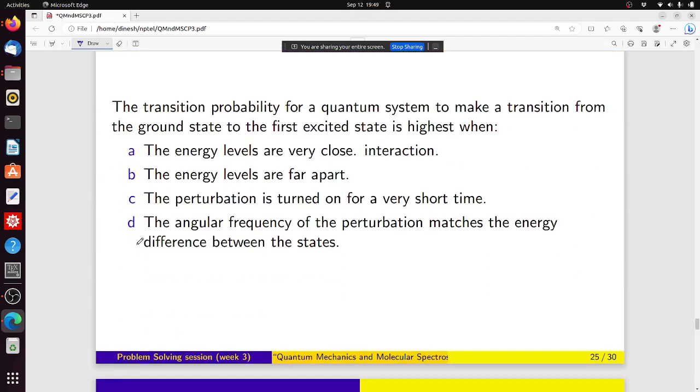Okay, coming to the next question. The transition probability for a quantum system to make a transition from ground state to first excited state is higher than... Okay, get this. Option A, because the energy levels are very close.